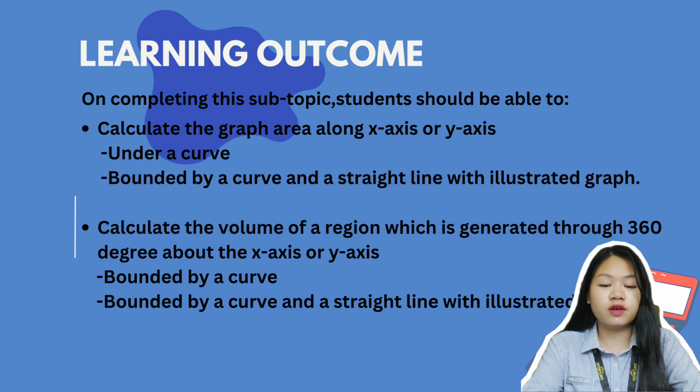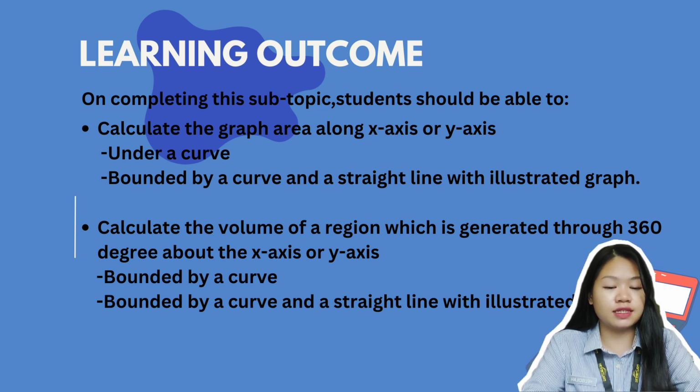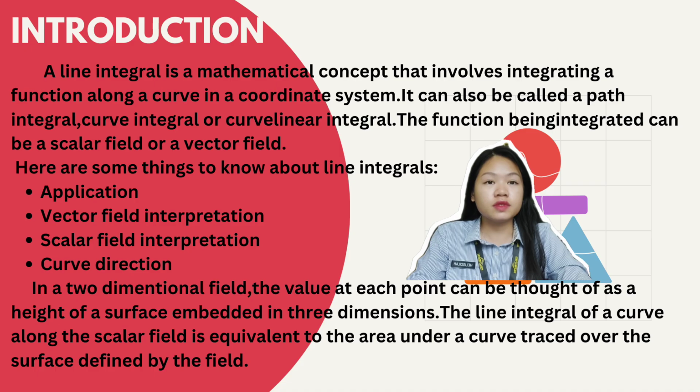Learning outcome. On completing this subtopic, students should be able to calculate the graph area along the x-axis or y-axis under a curve or bounded by a curve and a straight line with illustrated graph. Second, calculate the volume of a region which is generated through 360 degrees about the x-axis or y-axis, bounded by a curve or bounded by a curve and a straight line with illustrated graph.